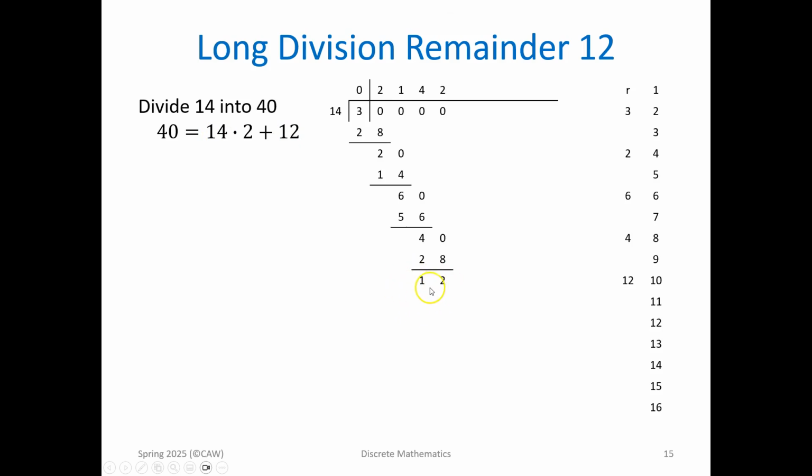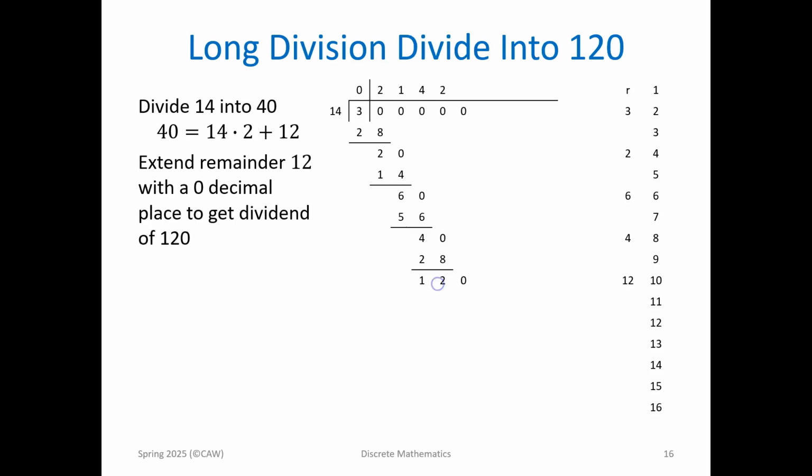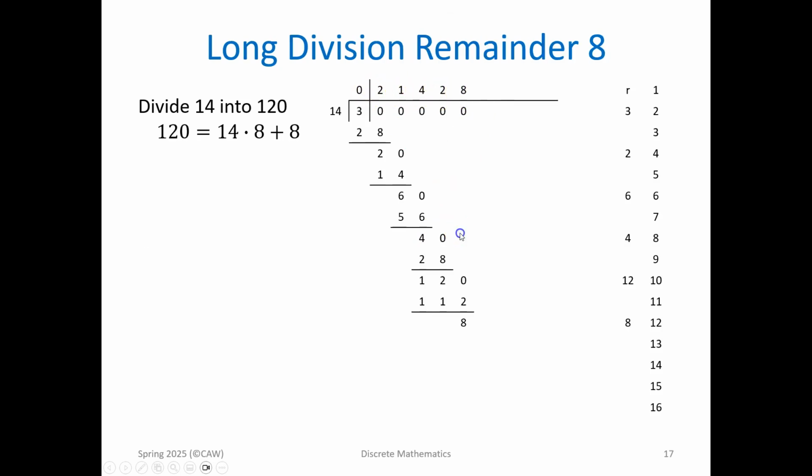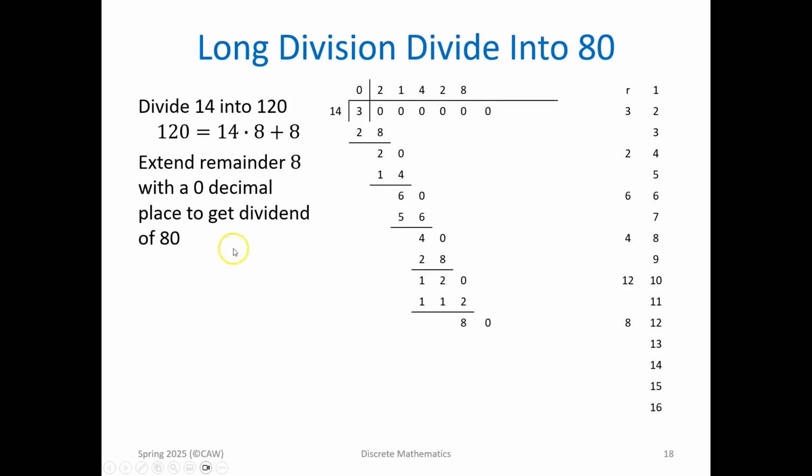So here we have a 2-digit remainder. It's no problem. We're going to extend that one with a 0, and we're now going to be dividing into 120. We extended the 12 with a 0 appropriately, and our quotient is 2142. Let's see what we're going to get from here. Dividing 14 into 120, we get 120 is equal to 14 times 8 plus 8. We have a remainder of 8, a quotient digit of 8. So you can see the quotient digit up here and the remainder down here.